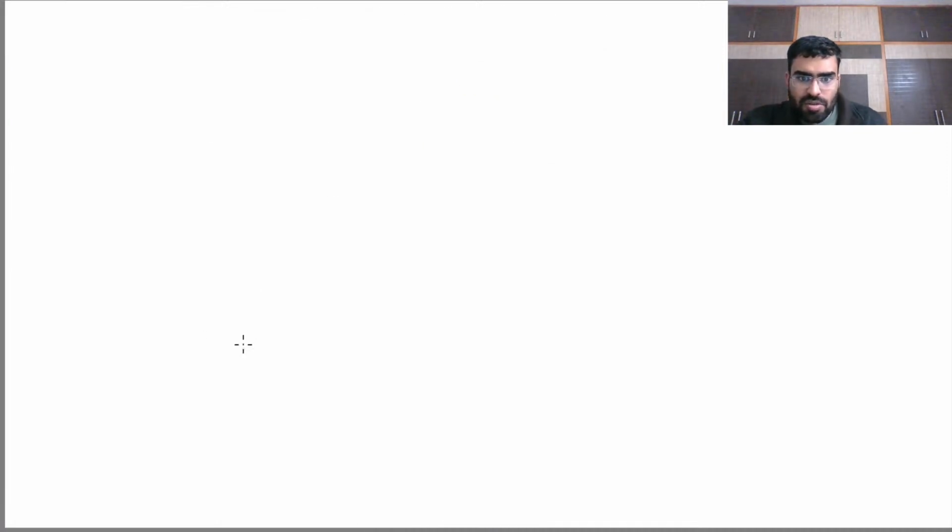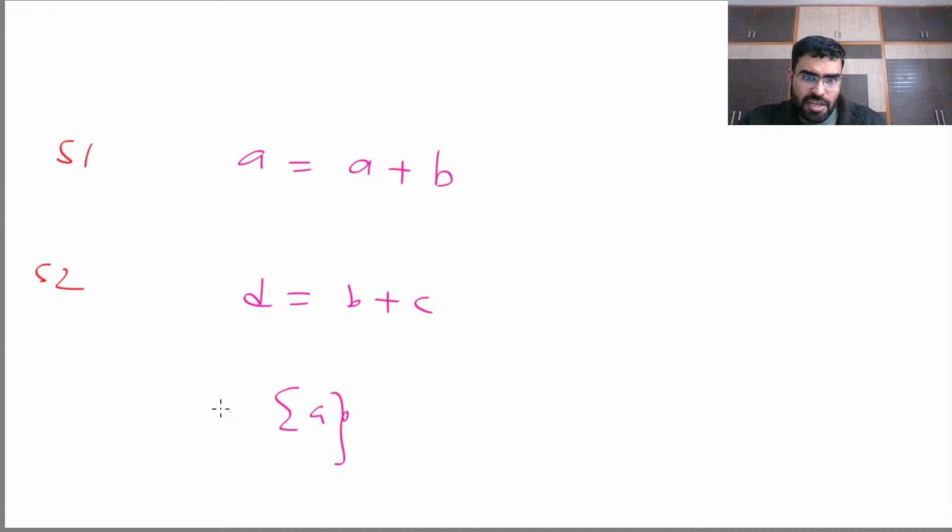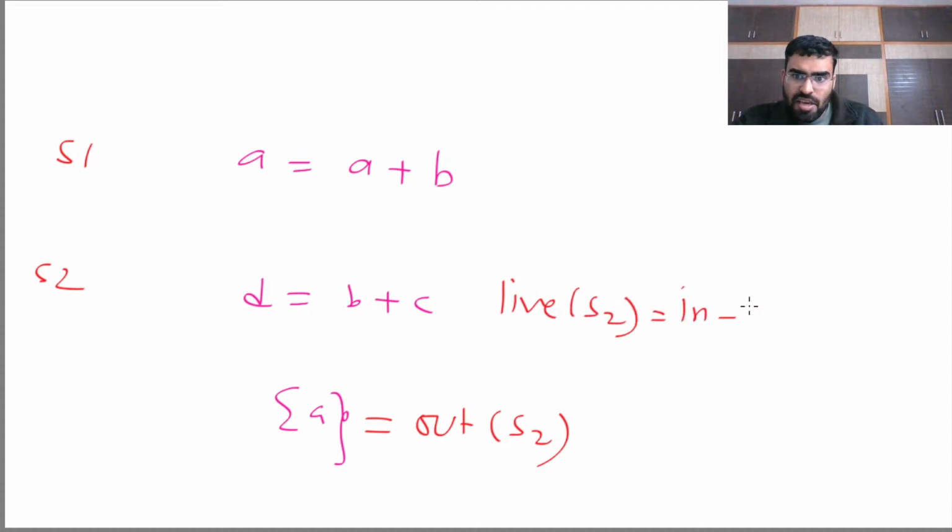Notice the statements: D equal to B plus C, and A equal to A plus B. This is statement S1, this is statement S2. This is the live variable set. What is this? This is out of S2, correct? Now what will be the live of S2? It is in of S2.